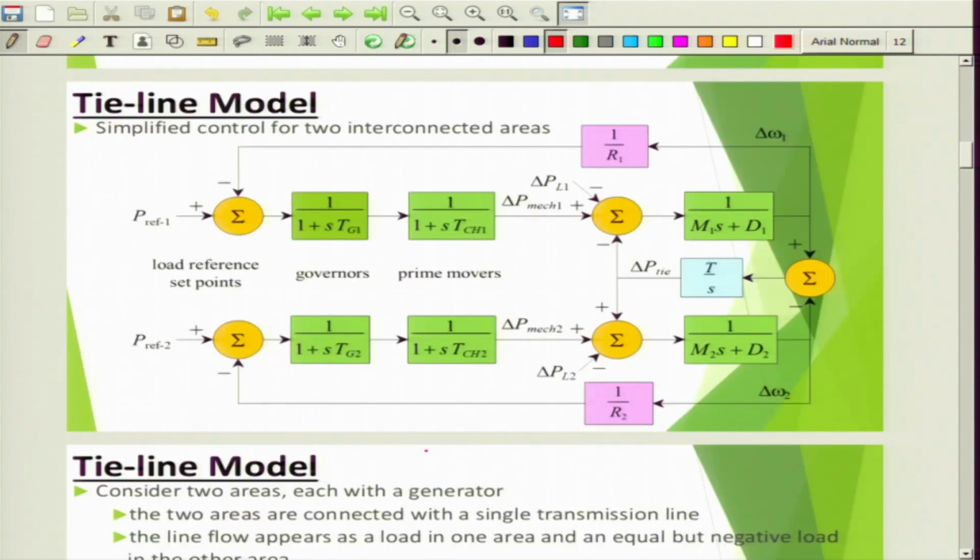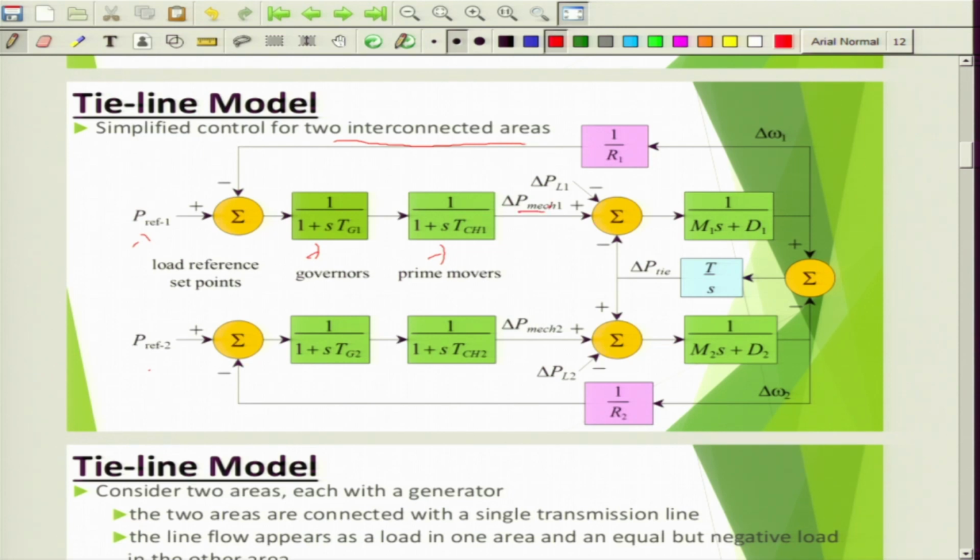So now the simplified control for two interconnected areas. This is what the overall control loop looks like. These are the load reference set points, P reference 1 and P reference 2, for the individual networks, and we have this control system model from the previous class. This is the governor transfer function, and this is the prime mover transfer function. The governor output is given to the prime mover, which will generate mechanical power, and the mechanical torque is converted into electrical energy.